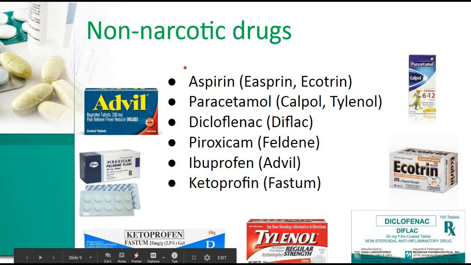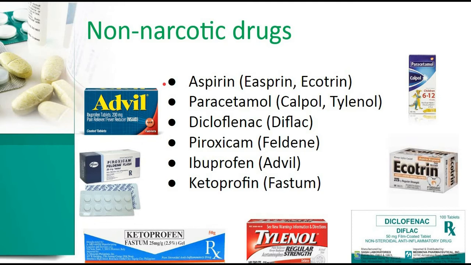So here are the examples of some non-narcotic drugs. First is aspirin, with the brand name Ecotrin, then paracetamol, Calpol and Tylenol, diclofenac, Diflac, piroxicam, Feldene, ibuprofen or Advil, and lastly ketoprofen, Fastum.